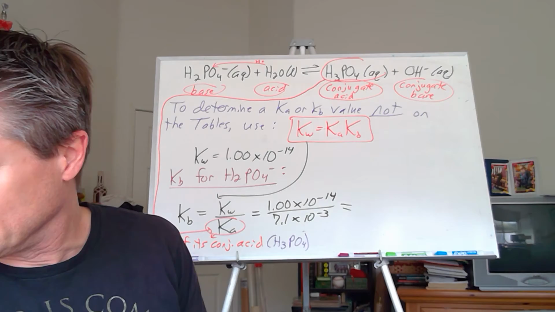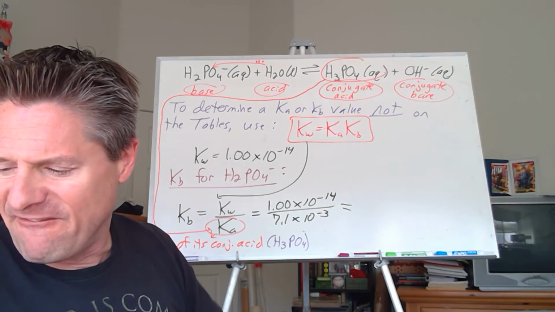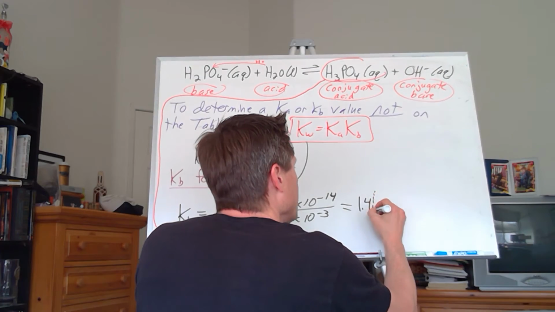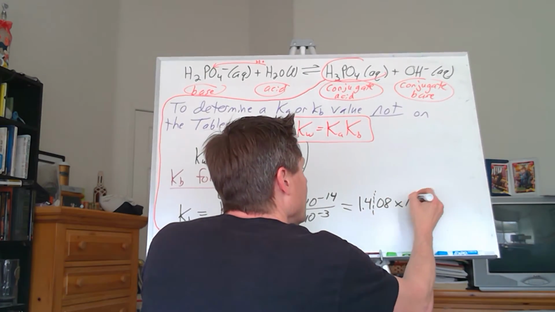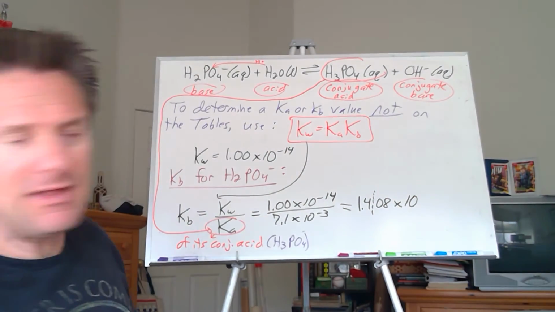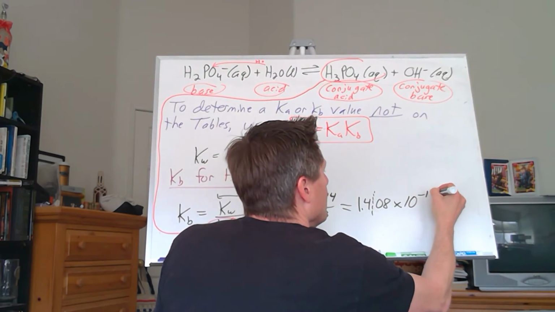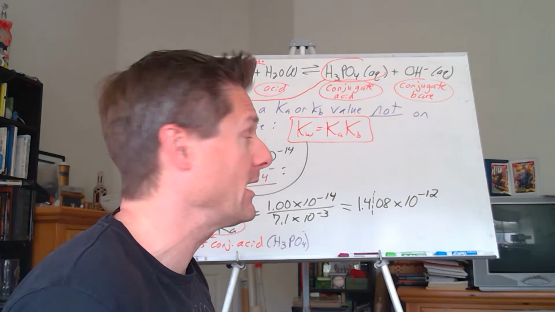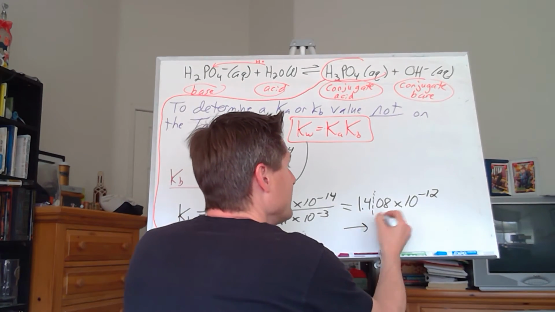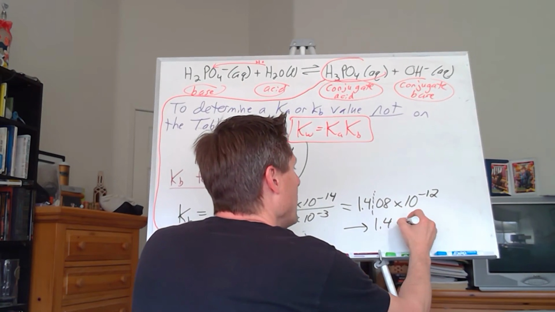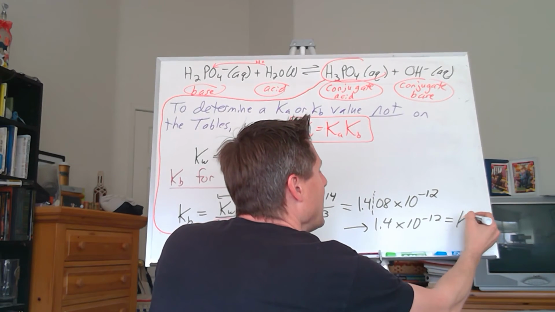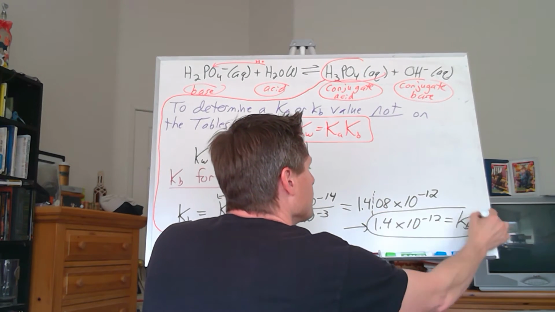So if we punch this together, I get 1.408. Good to two sig figs. Times 10 to the minus 12. Right? That's pretty weak. That's a very, very low Kb value. And so that does not round up. So that stays as 1.4 times 10 to the minus 12 is the Kb value.